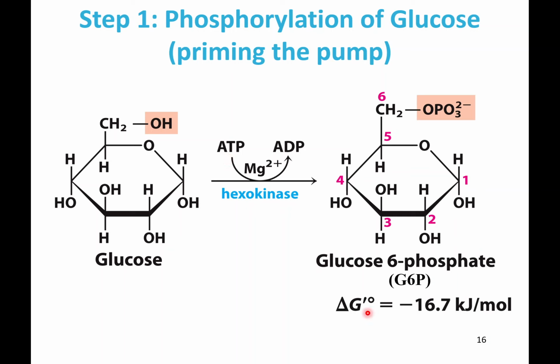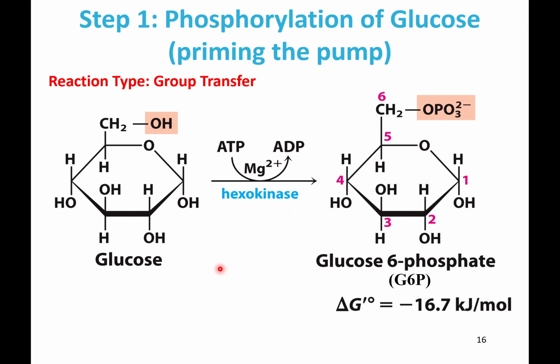The delta G naught prime of this reaction is negative, a fairly high negative value, and that means it's going to be very favorable to go forward and in a sense irreversible. You can also think of this as a priming step, like you're priming a pump. You have to add some energy to it, right, before the pump starts working.